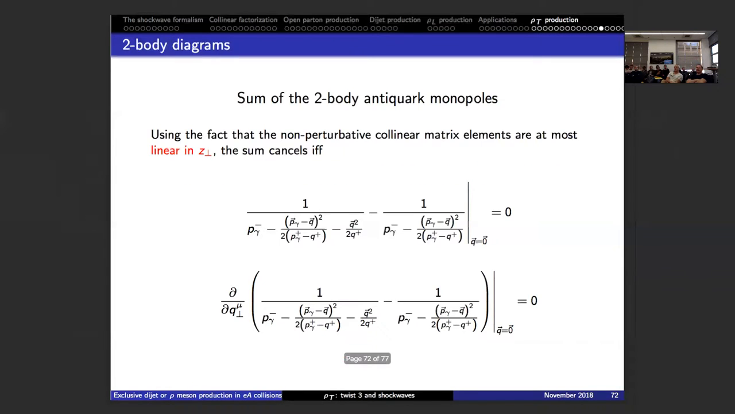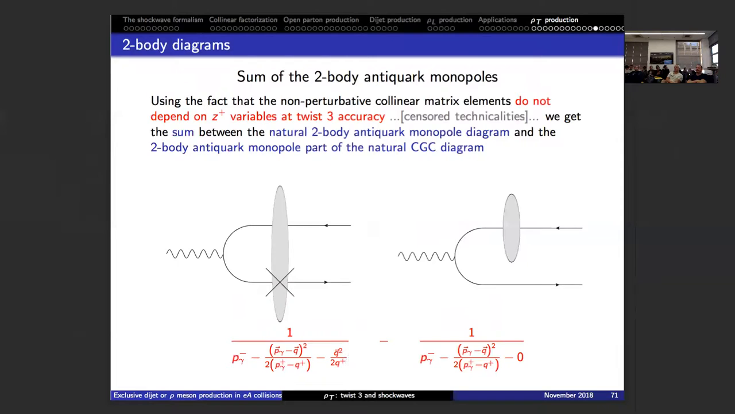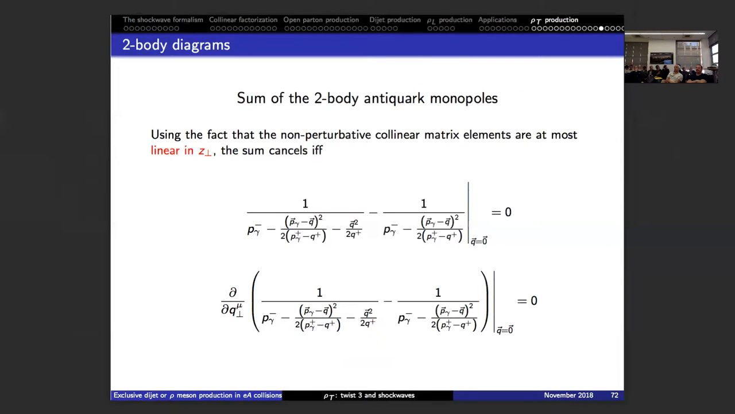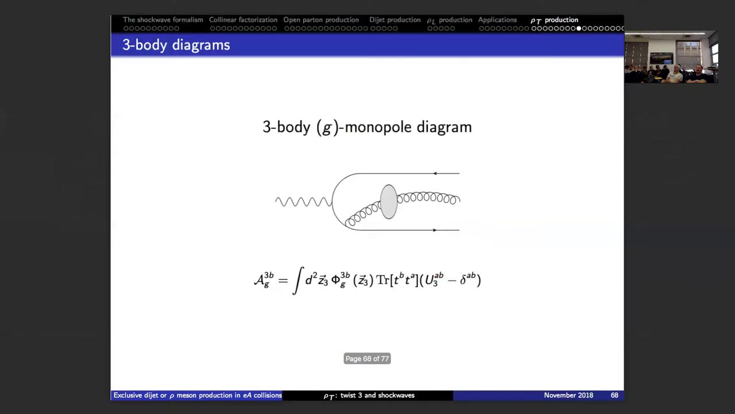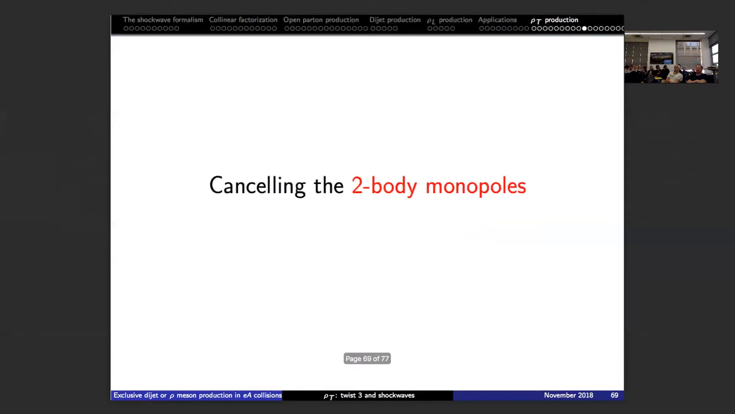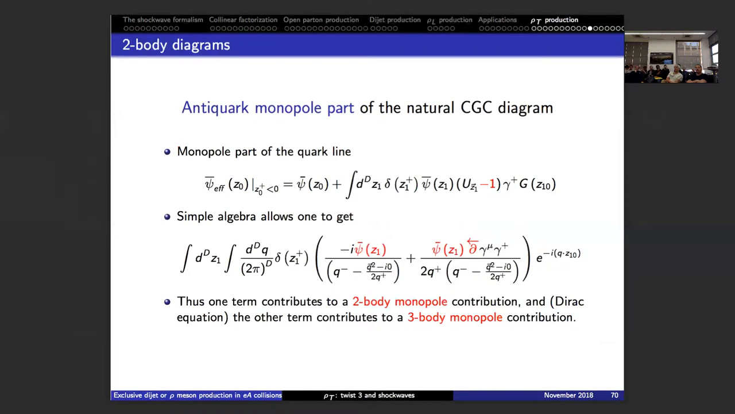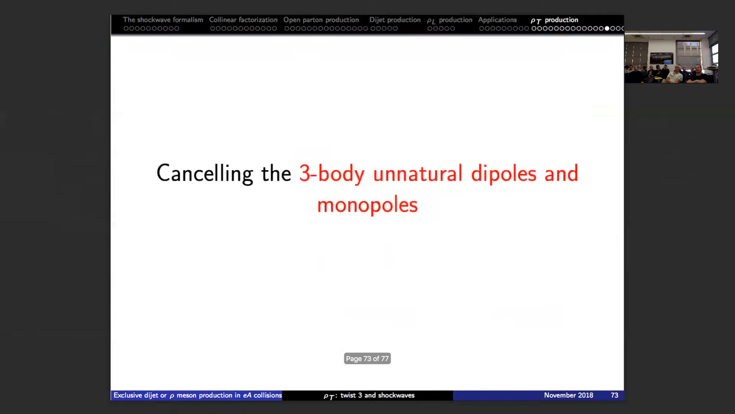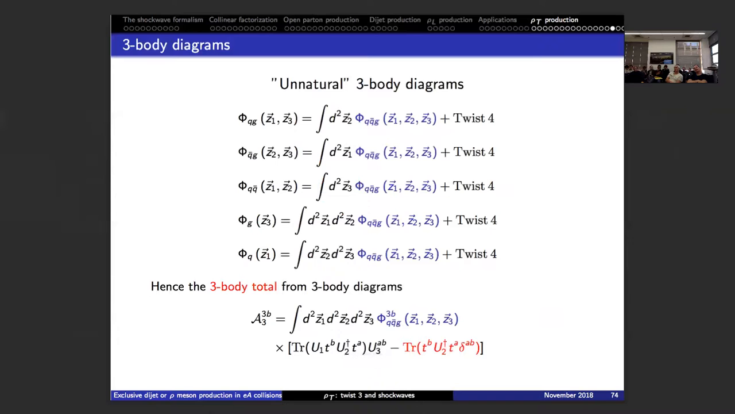Okay, that's for the two-body monopoles, right? So I'm just adding those two, and up to twist three, I'm all right. This one is cancelled by the other type of monopole, but I'm left with this one. Now, for the three-body unnatural dipoles and monopoles, I have to cancel all of those because they are not the ones you would write in a natural diagram.